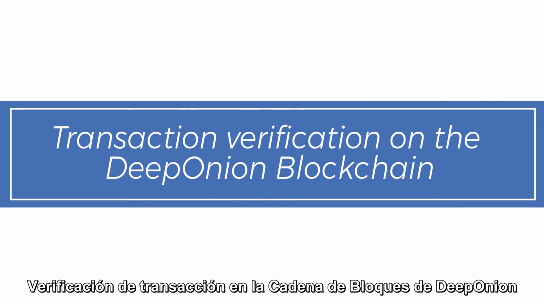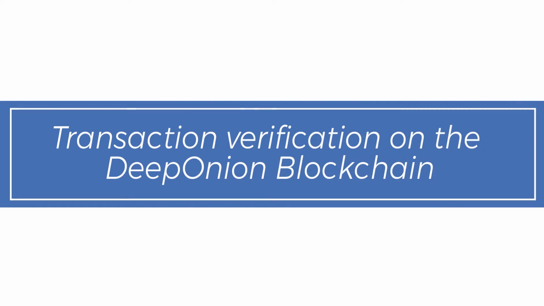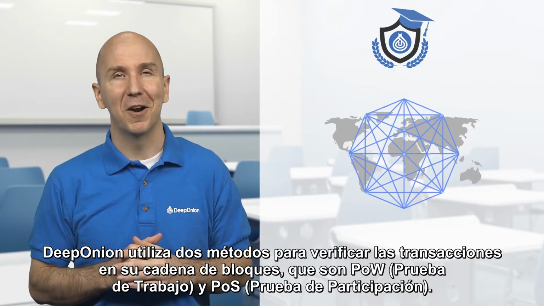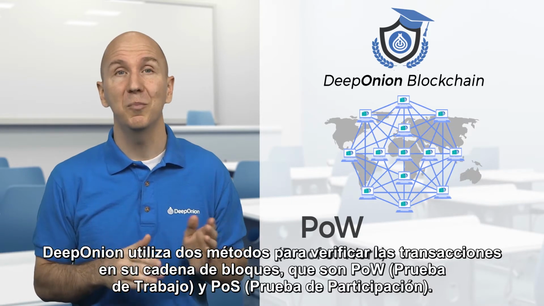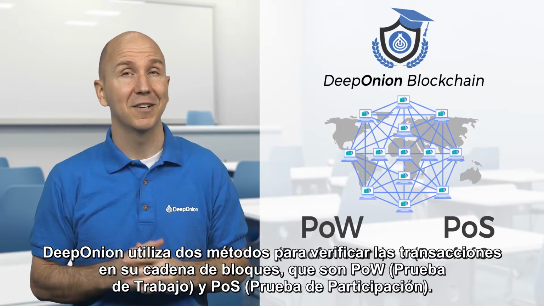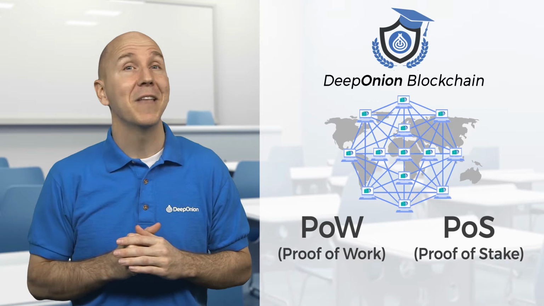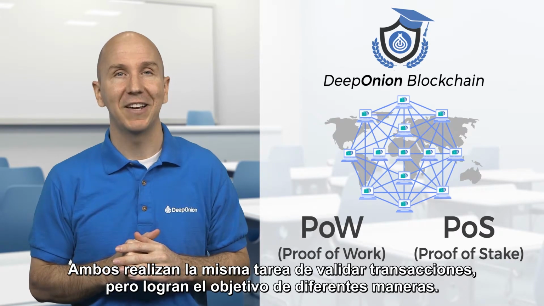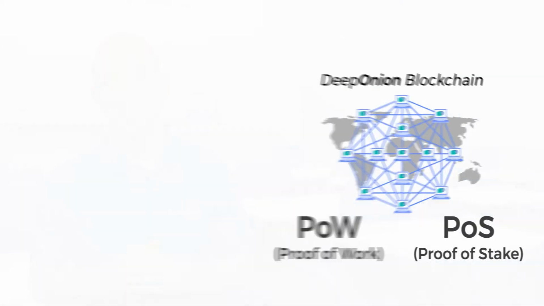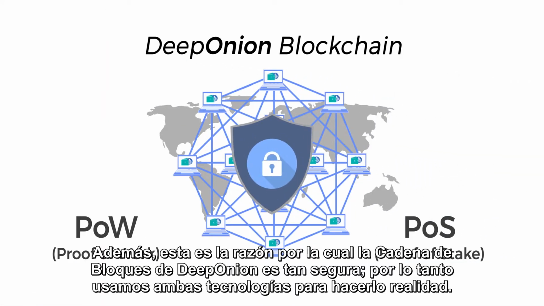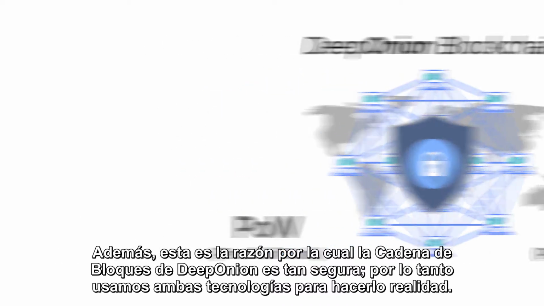Transaction verification on the DeepOnion blockchain. DeepOnion uses two methods to verify transactions on its blockchain. Those are POW, proof of work, and POS, proof of stake. They both perform the same task of validating transactions, but accomplish the goal in different ways. Also, this is the reason why the DeepOnion blockchain is so secure. We use both technologies to make it happen.